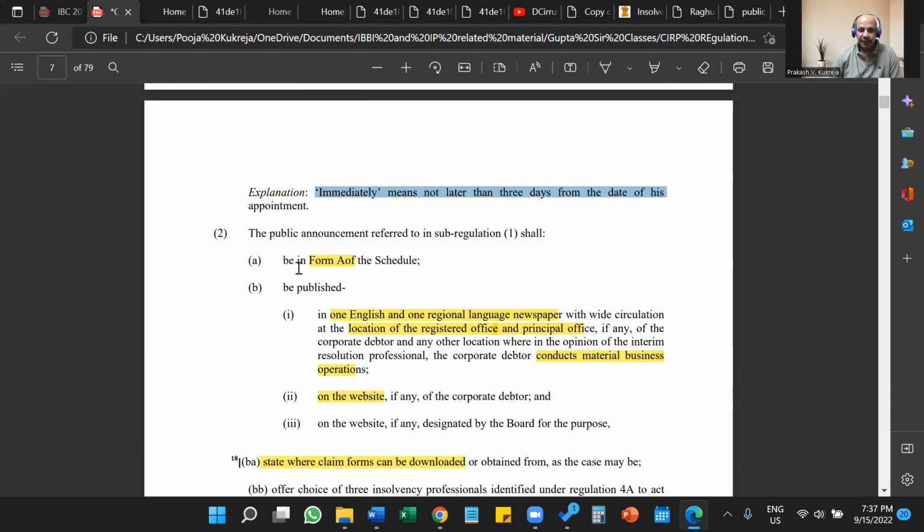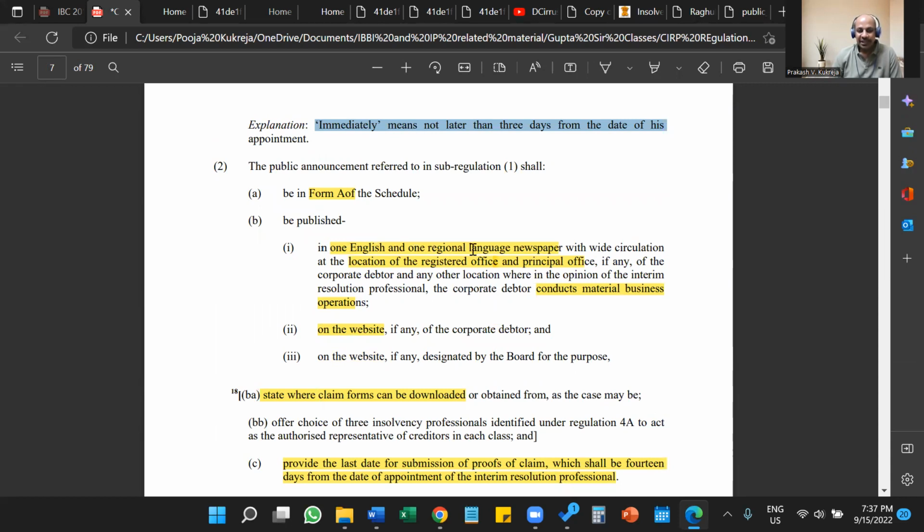The public announcement is to be in Form A, which we just saw. It is published in one English, one regional language newspaper with wide circulation in the location of the registered office and principal office. So in this case, we actually did in Financial Express, Business Standard in Hindi. Then there were a lot of local papers in Maharashtra in Marathi that also were publishing. It is important to note that they should always be at the location of the registered office and the principal office. So for example, in this case, it was Mumbai. So obviously it will be one which is highest in circulation in Mumbai and Maharashtra, right?